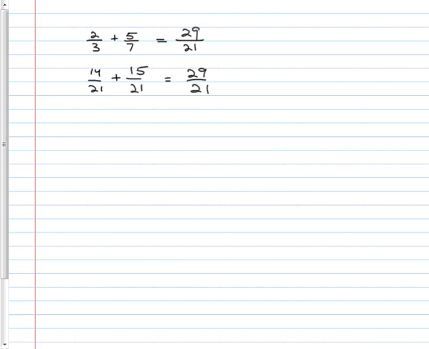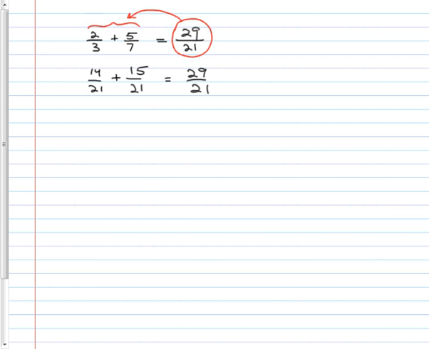29 over 21. Partial fraction decomposition says, hey, we're going to give you a fraction. We want you to figure out what two or more fractions could be added together to make that one. But it'll be in polynomials. It won't just be in numbers. That's what partial fraction decomposition is.